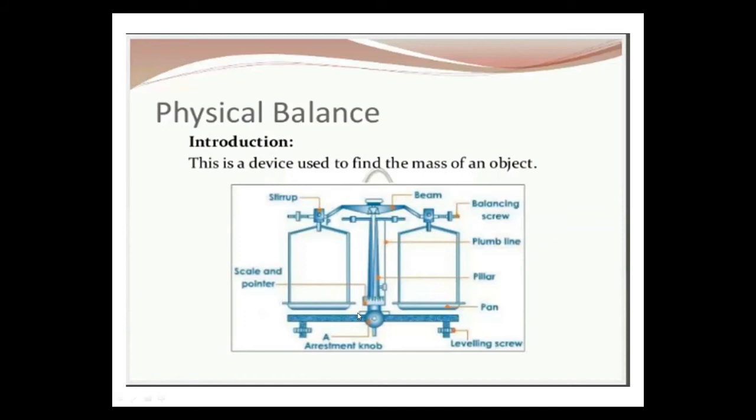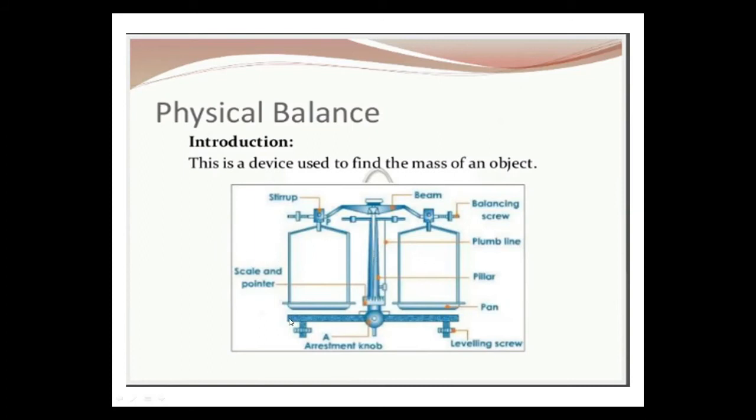If you observe the physical balance in your lab, you will easily understand it. You will also see different types of balance in daily life. For example, in a grocery shop or a vegetable shop, you see different types of balance. But in the lab, there is a physical balance, which is used for finding different masses.